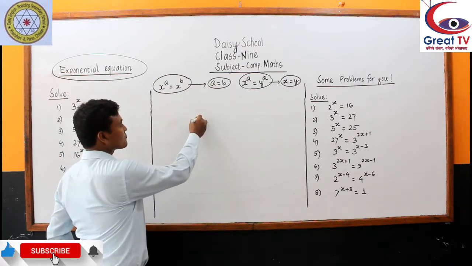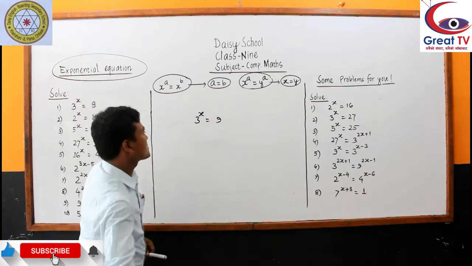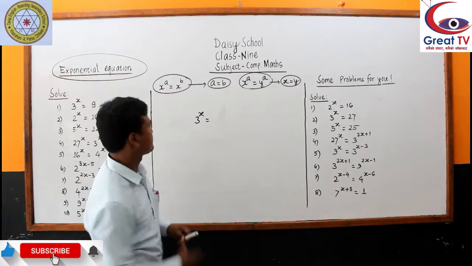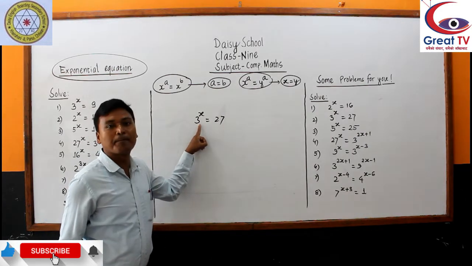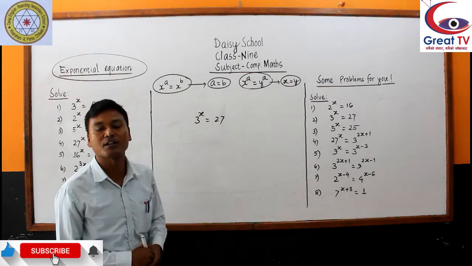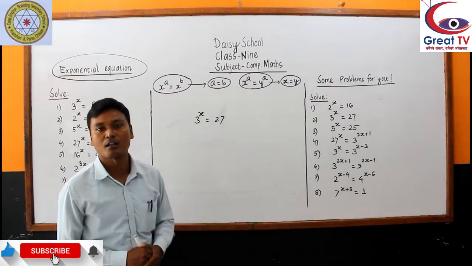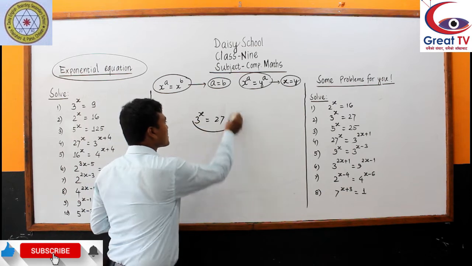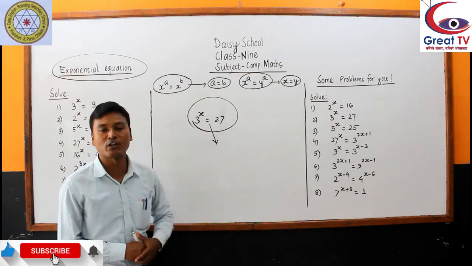Let us consider 3 to the power x equals to 9. Let us say 27. Here 3 is the base, x represents power or index. Here 27 base, 27 has the power 1. Here this is one equation, because here we have the symbol of equality.